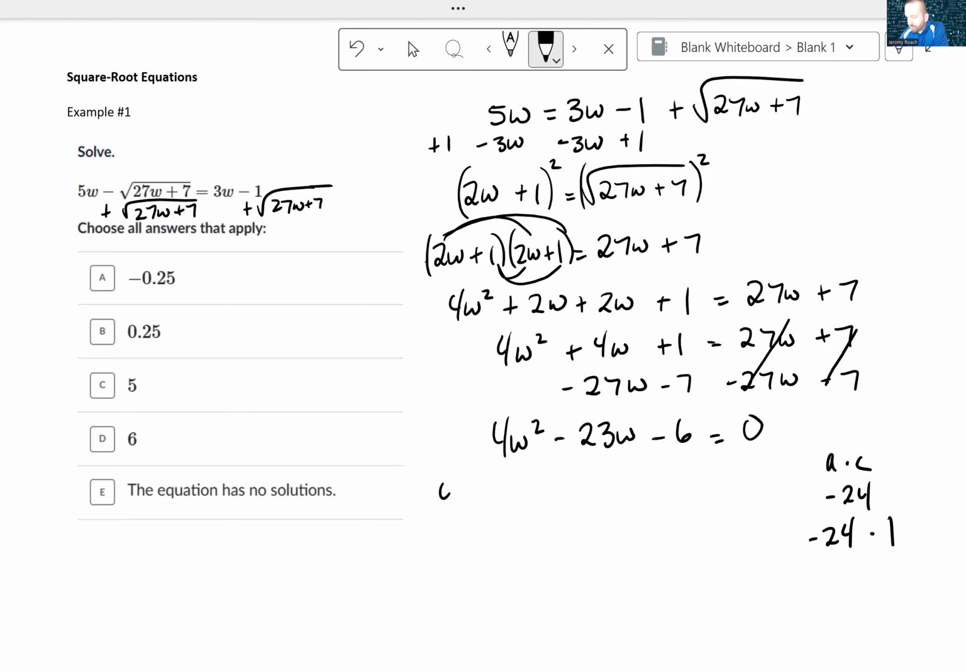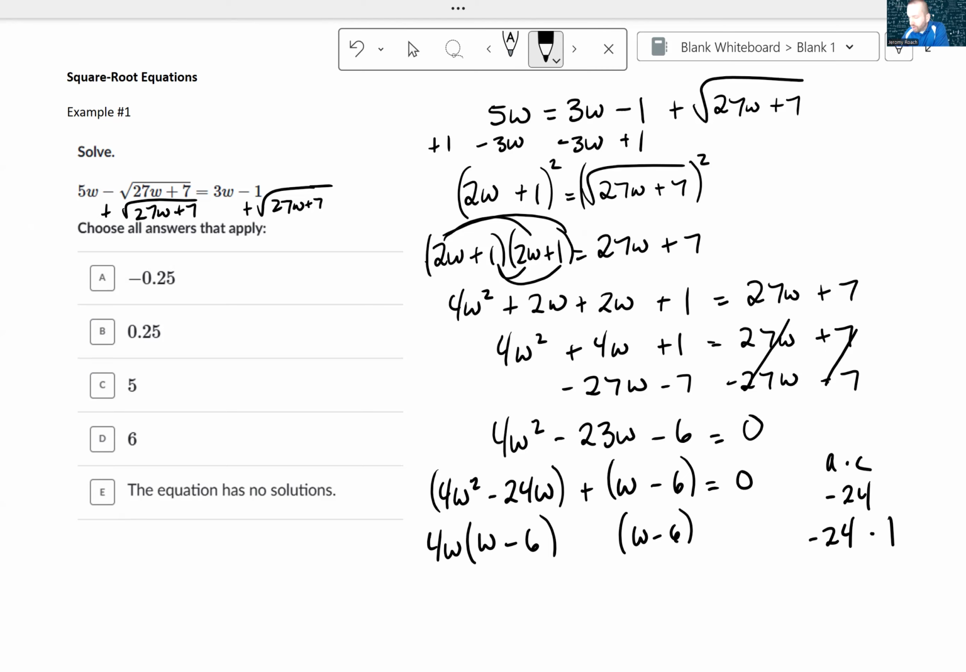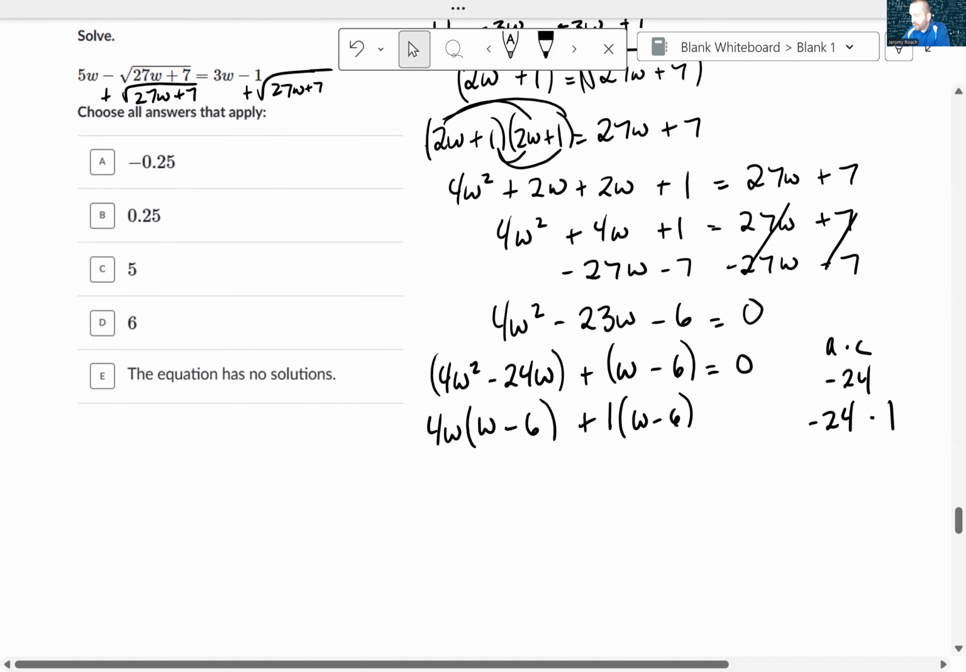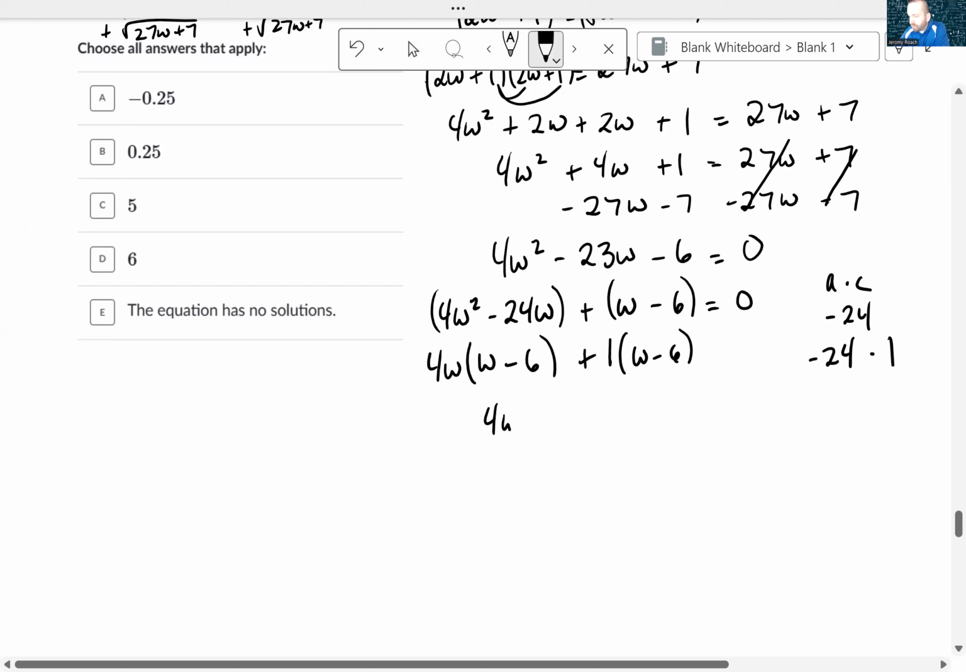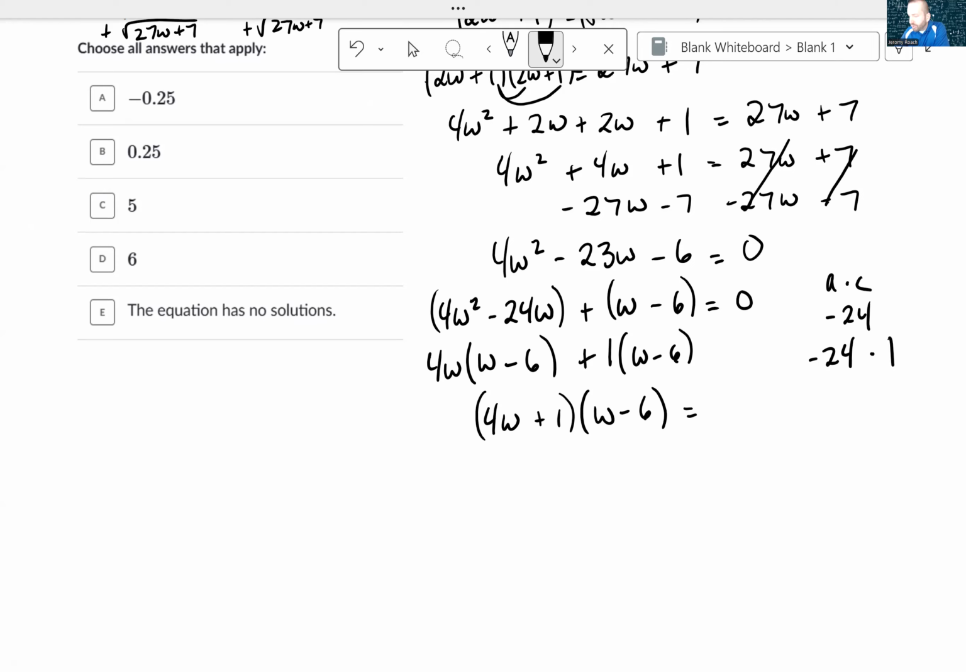So this now becomes 4w squared minus 24w plus 1w minus 6 equals 0. We're going to factor by grouping. Find the greatest common factor. It's 4w, and that leaves us with w minus 6. This w minus 6 matches up great with that, so that means we're on the right track, and we just have to put a 1 out there. So this equals 4w plus 1, and w minus 6 equals 0.